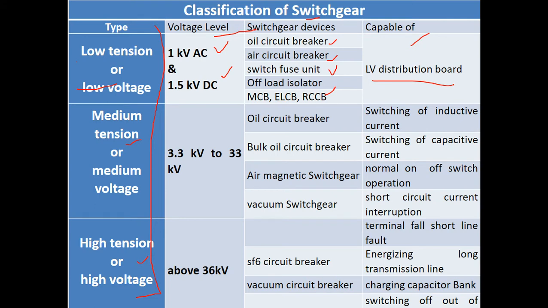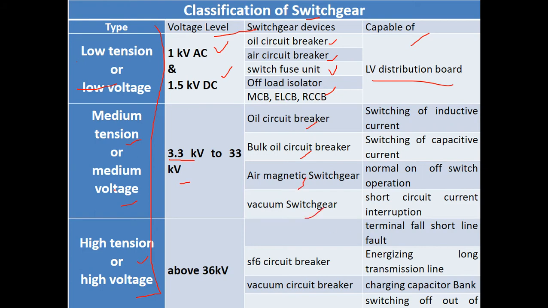In the second part, we take the medium voltage switchgear. Medium voltage switchgear has a voltage level of 3.3 kV to 33 kV, and it is mainly used for the distribution of electrical energy connected to various electrical networks. It includes most of the substation equipment such as minimum oil circuit breaker, bulk oil circuit breaker, air magnetic switcher, vacuum switcher.